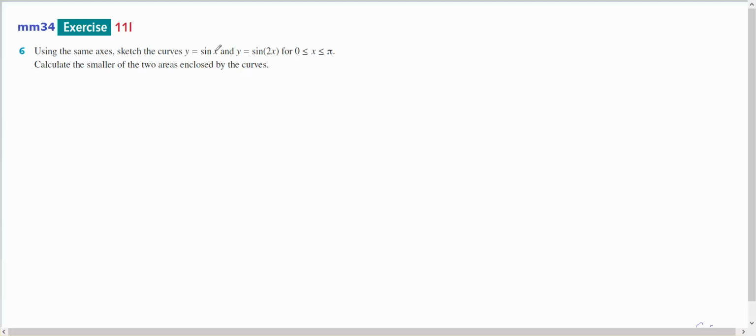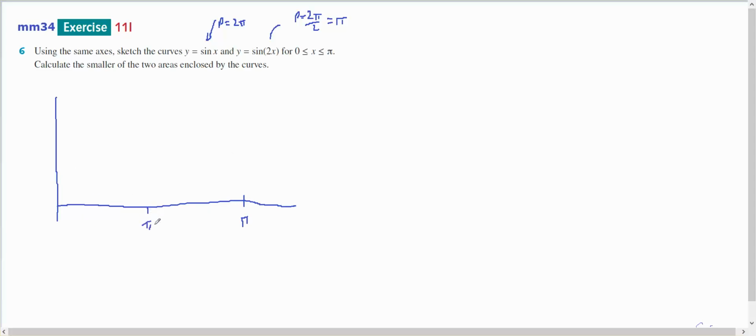Okay, so this one has a period of 2 pi, therefore I'm going to be drawing half a period. And this one has a period of 2 pi on 2, therefore pi. So if I was to consider the two curves, this has a period of 2 pi, so for pi on 2, it's going to be up there at 1, so it's going to look like this, and it would normally then continue up for 2 pi.